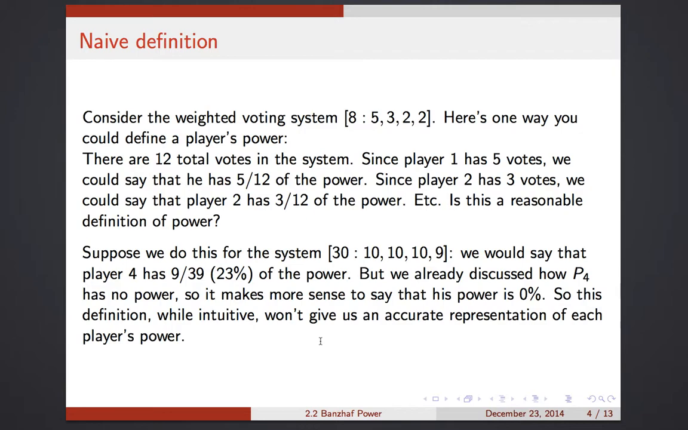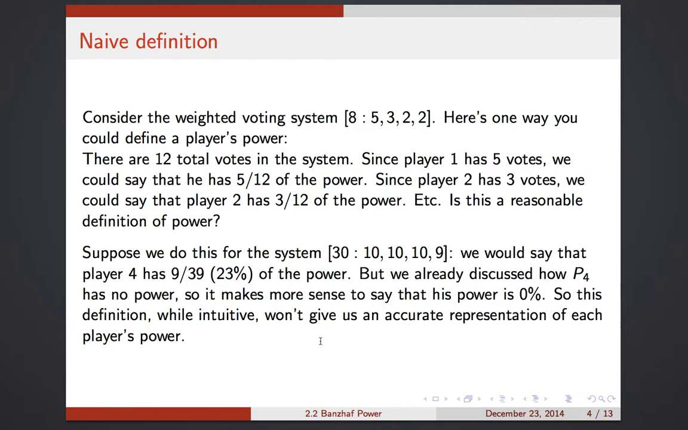So I show you this definition, this bad definition, for a couple of reasons. First of all, the definition that we're going to give is more complicated than this, but the reason it's more complicated is because it's more sophisticated, and it really does get at the heart of what it means to be powerful, what it means to have power.